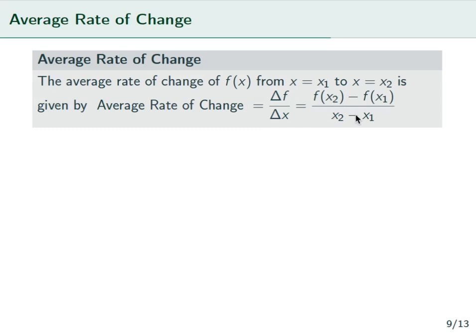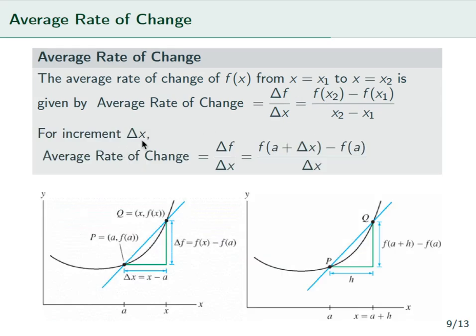And for increment delta x, we write delta x is how much change in the bottom, and top is a plus delta x as an input minus a. A is just a point. So here are two graphs here. Okay. So again, this blue line, this straight line is called secant line.